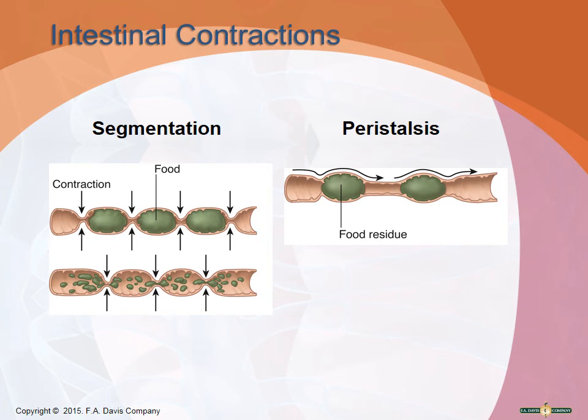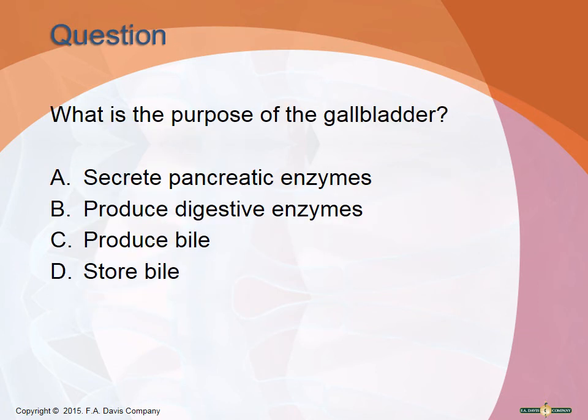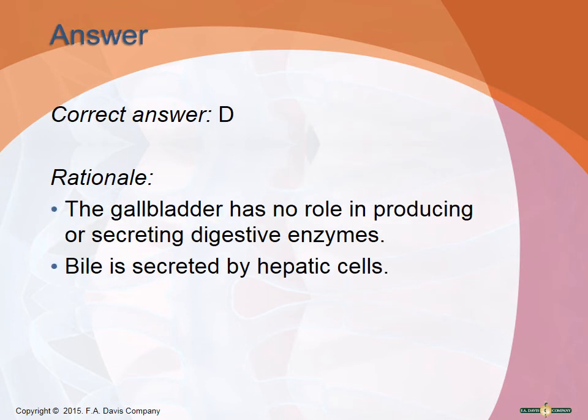This is what we are listening for. We hear the gurgling representing peristalsis. So this question is asking, what is the purpose of the gallbladder? It doesn't produce bile. Bile is produced in the liver, but it does store the bile.